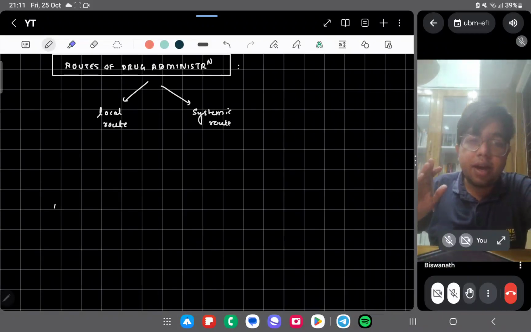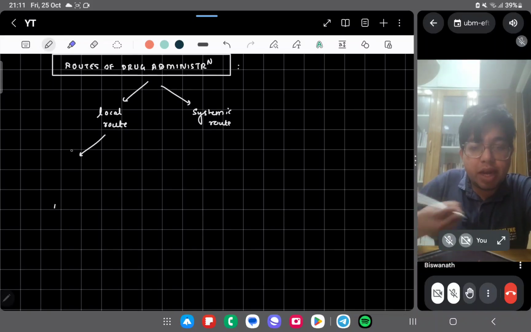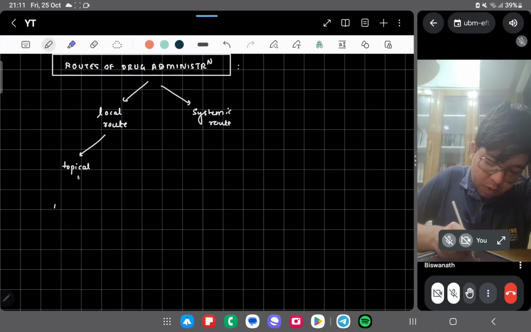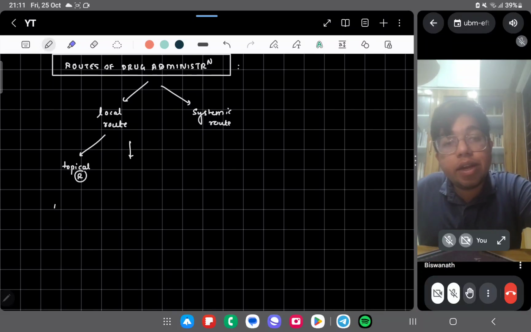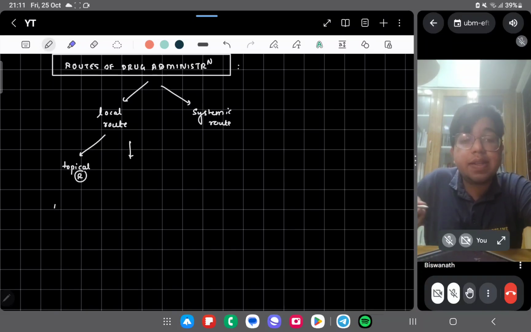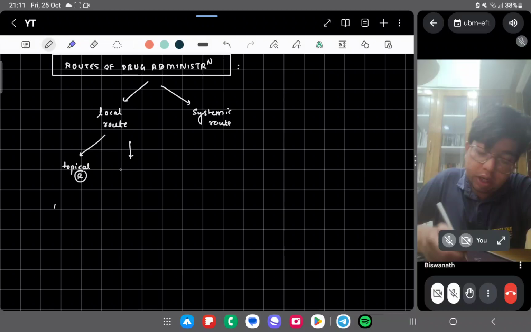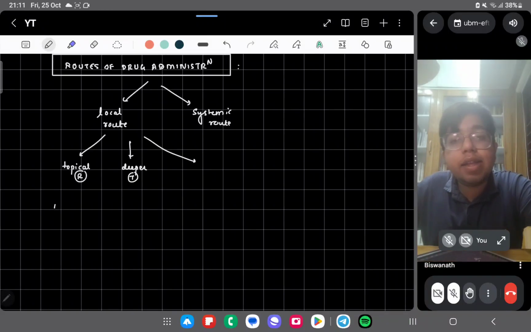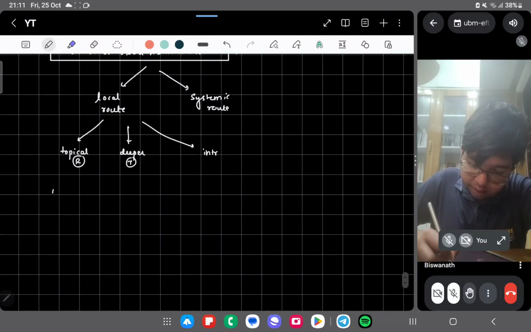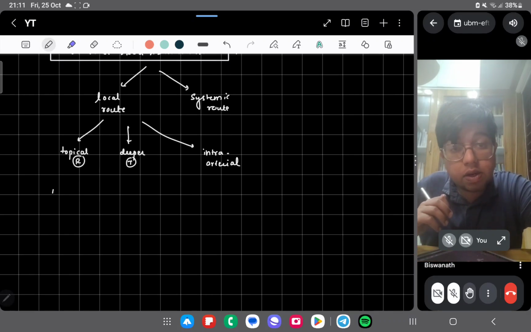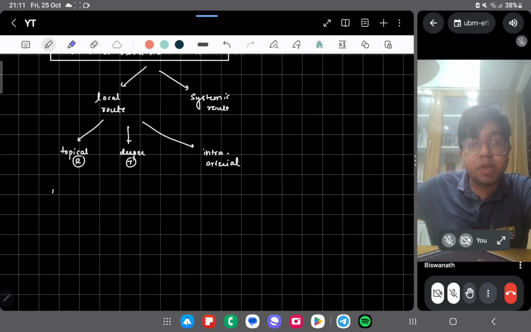Okay. Now in local route we have three types. Either it can be a topical route, or it goes into a cavity. Some drugs are given intra-articularly, intrathecally, intravesically, right? Or it may move into the deeper tissue, or it may be intra-arterial, moving in the arteries. The drug you inject in the artery moves to the tissue locally. No systemic circulation there.